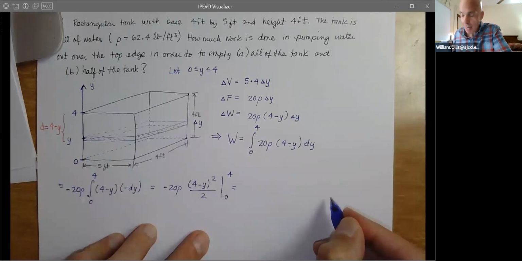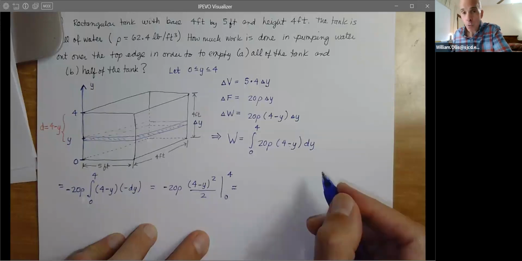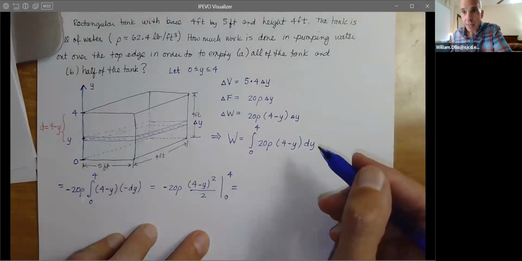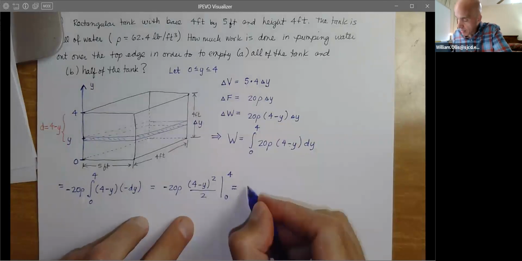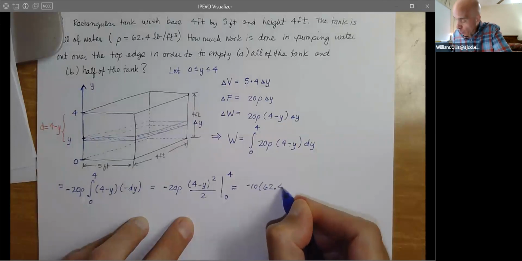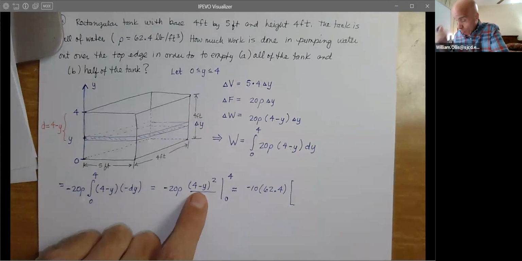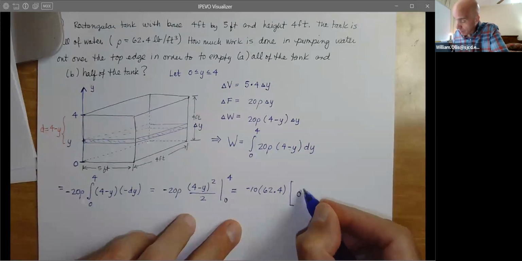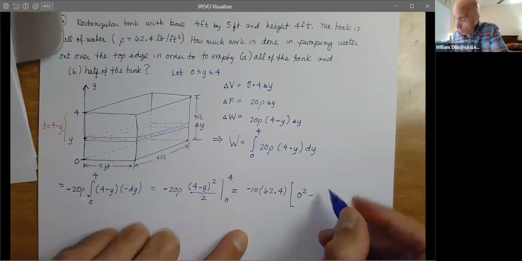So the same song and dance. These integrals are usually not very hard, ladies and gentlemen. They're very straightforward. We just have to keep track of all the arithmetic and the setup, which is usually more complicated, but every part is important. So now here we've got the 2 into the 20, that'll give us a negative 10. And while we're at it, rho is just 62.4. And now when we evaluate, when we replace with the 4, we get 4 minus 4, so we get 0 squared. And then, of course, when we replace with 0, we just get 4 squared.